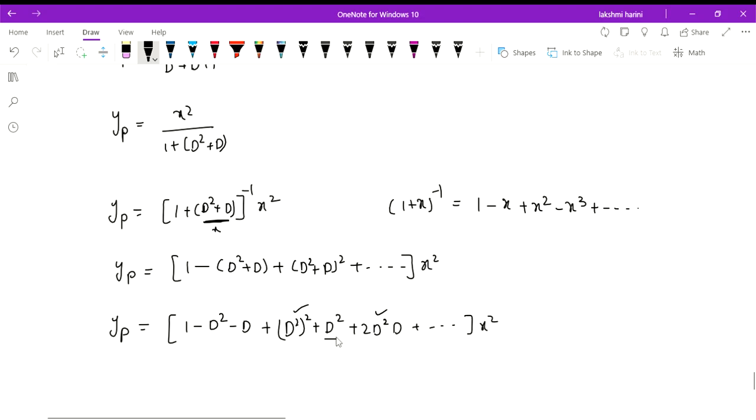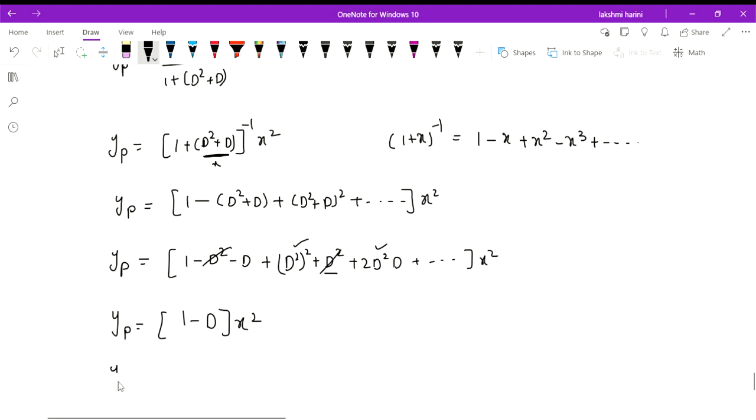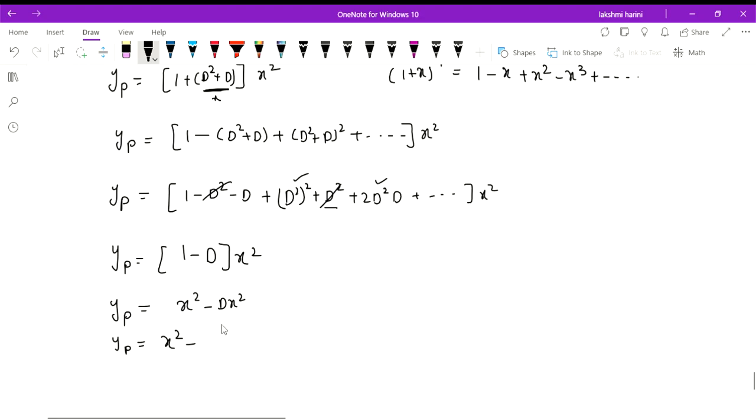So we write yp is equal to 1 minus D. Here minus D square and plus D square get cancelled, and anyway these we are going to ignore. We get only 1 minus D into x square. So yp is equal to 1 into x square, which is x square, minus D into x square. D represents differentiation, and the differentiation of x square is 2x. So our yp is x square minus 2x.